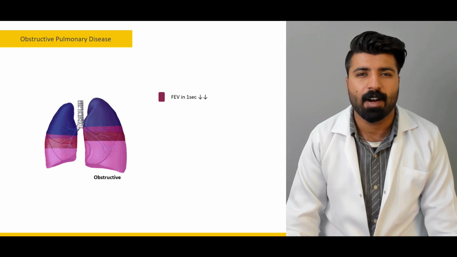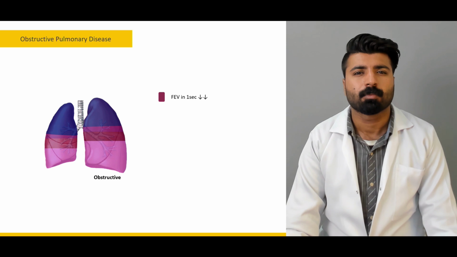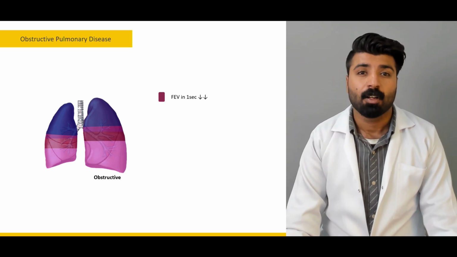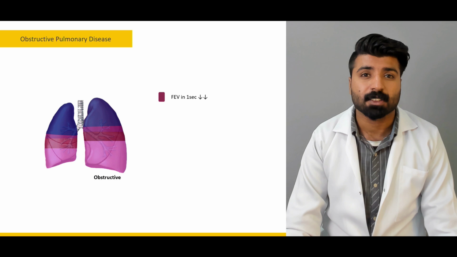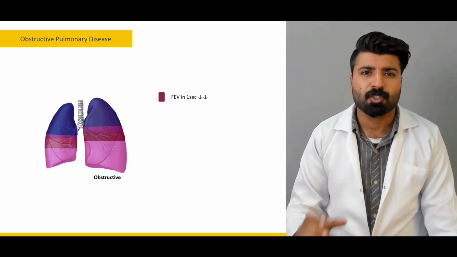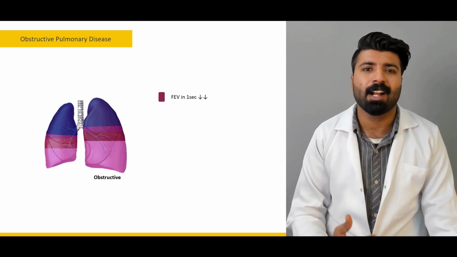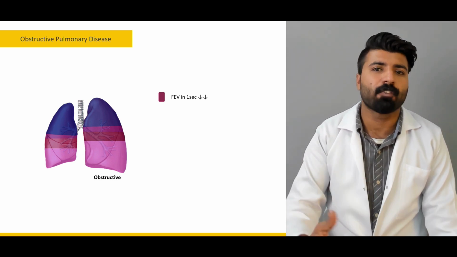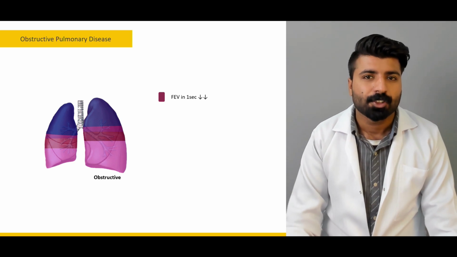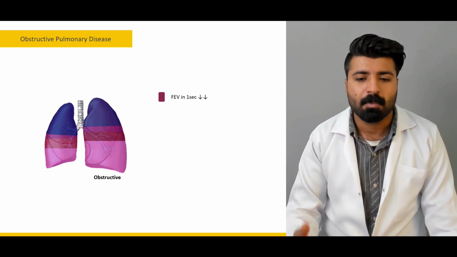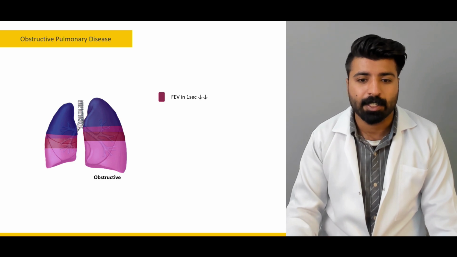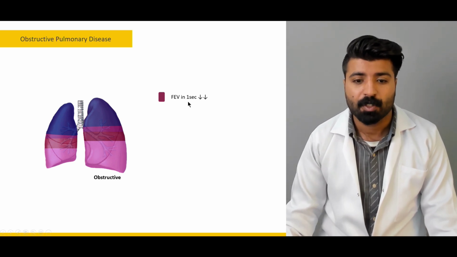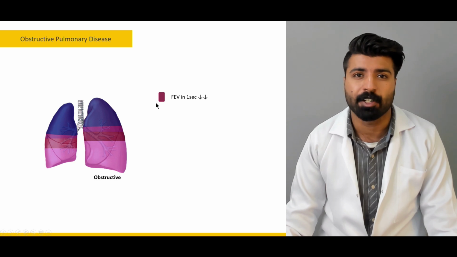FVC, forced vital capacity. Will it increase or decrease? It will either stay normal or decrease. Why? If obstruction is significant, it won't let all of the air escape. So that's why it's going to stay normal or decrease. But FEV1, which we talked about, is going to be markedly reduced.